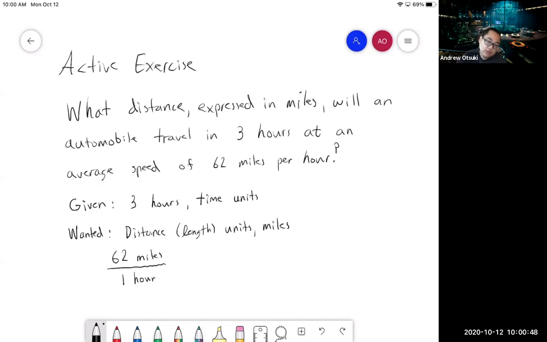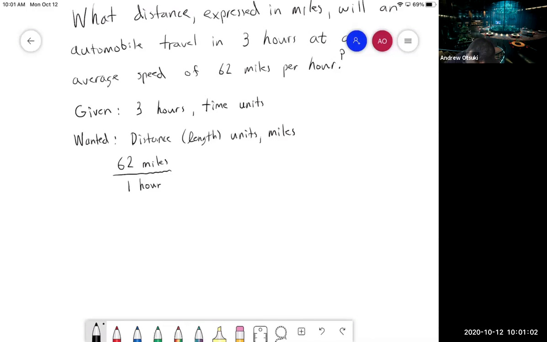So what we want is miles, right? So what's going to go on top of the fraction is 62 miles, because once we multiply this by the hours, the hours will cancel, and what we're left with is miles. So let's set up our equation here. 3 hours times 62 miles per 1 hour. And now we see that our hours will cancel because it's multiplication and division, and then we end up with 186 miles.